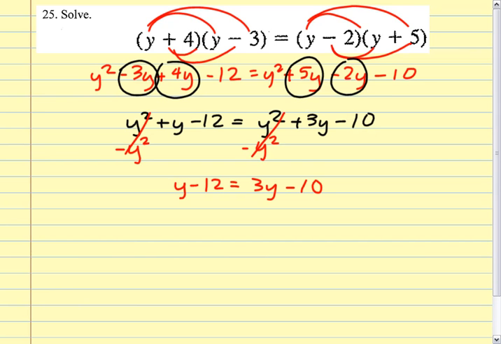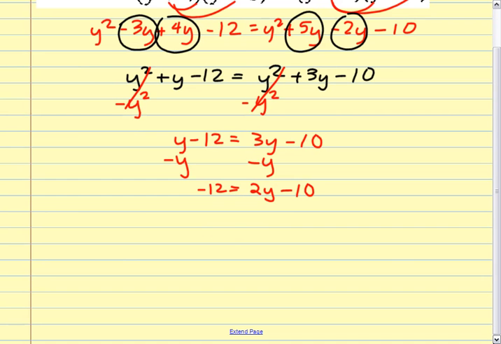Now, Emily, where would you like to go from there? Take out a y from both of them. When you say take out a y, do you mean subtract y from both sides? Yeah, subtracting y from both sides. Okay, so that leaves us with negative 12 is equal to 2y minus 10.